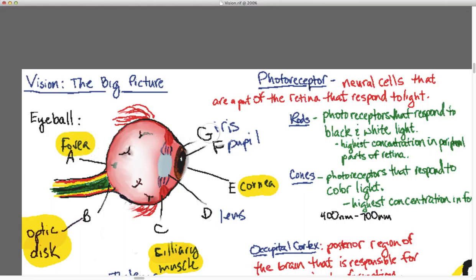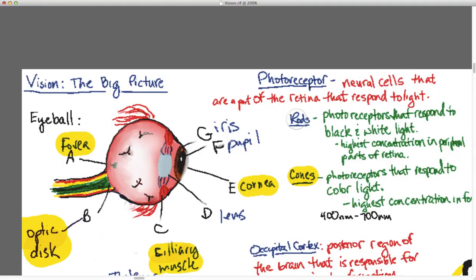be your clearest vision. The reason why your fovea is your clearest vision is that you have only cones, and cones are photoreceptors that respond to color light. And you might ask, what is a photoreceptor? Just in case you don't know, they're neural cells that respond to light.